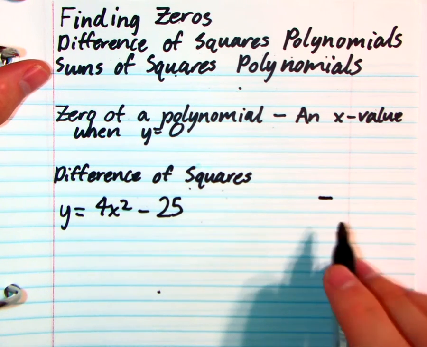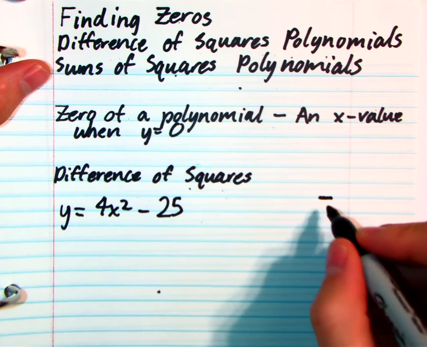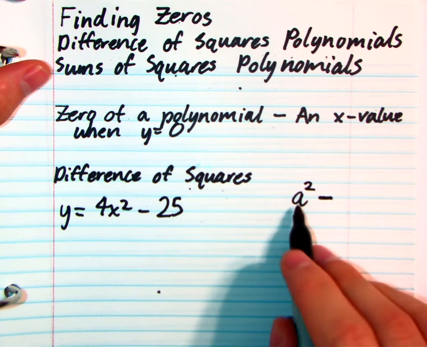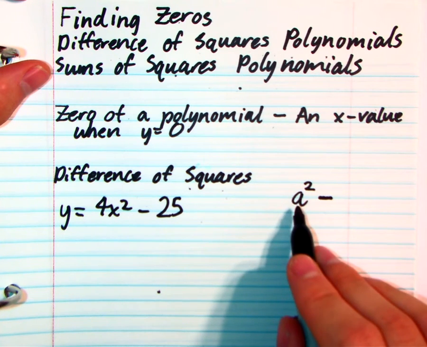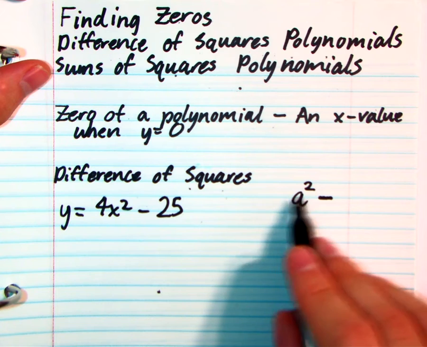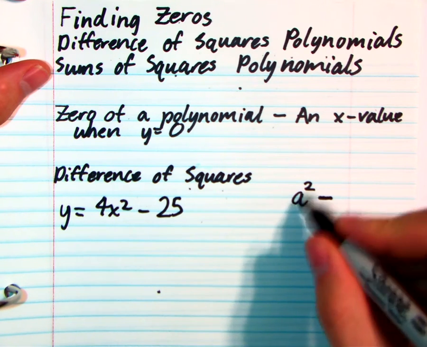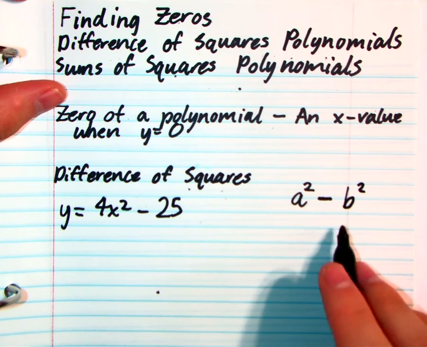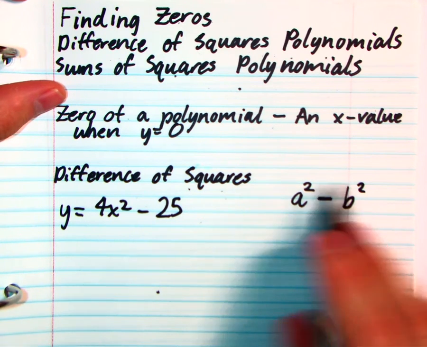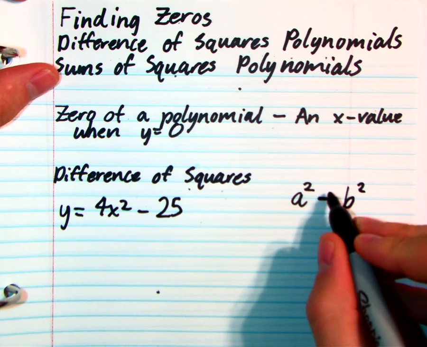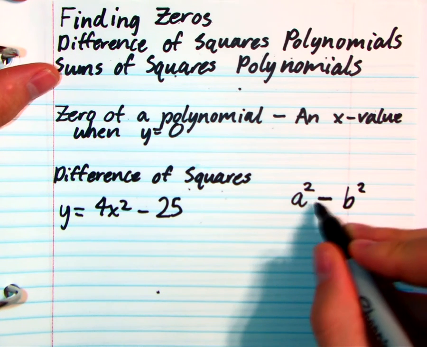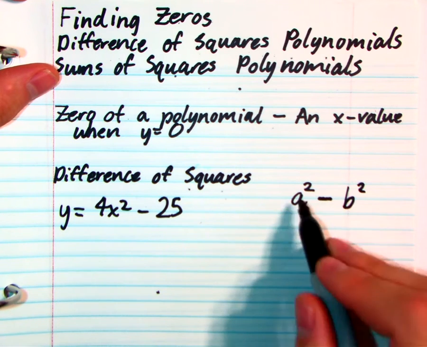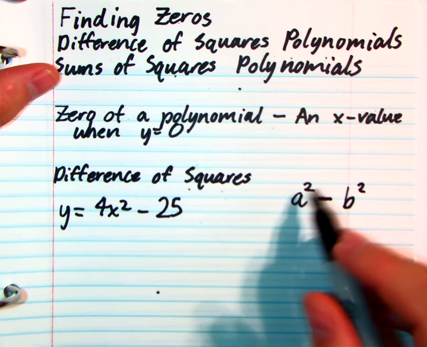Difference of squares polynomials have the form a squared minus b squared. A can be anything. It's a square number minus b squared. Or put it another way, a difference, because in math subtraction is called difference, of two square numbers. It's a difference of squares.